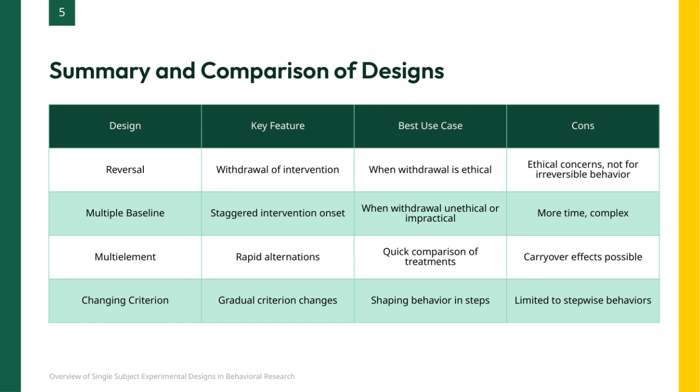Finally, the changing criterion design involves gradually changing the criteria to shape behavior in steps. This is particularly useful for stepwise behavior changes, but its limitation is that it's not effective for behaviors needing more immediate or large shifts. Overall, each design has its strengths and specific context where it shines, but also some limitations to consider when choosing the best approach.